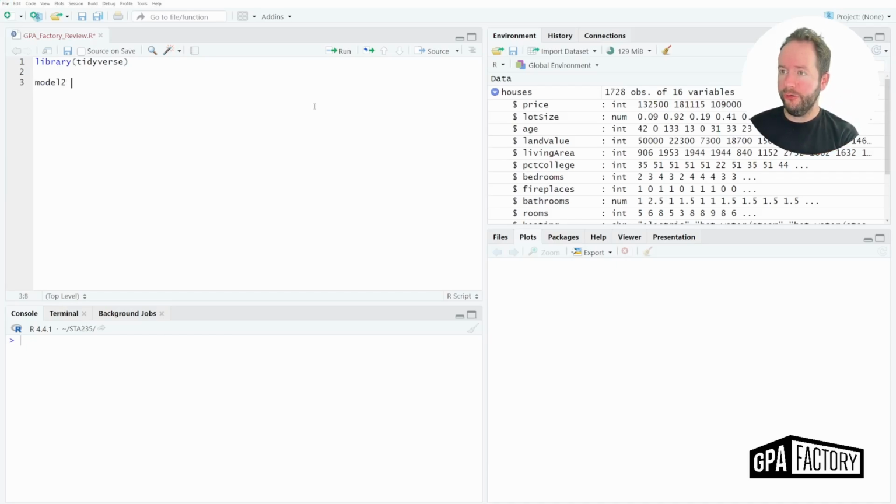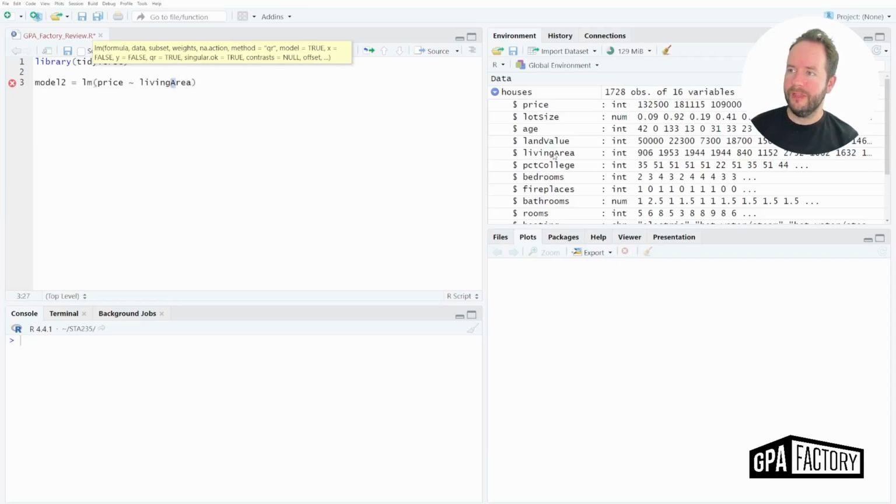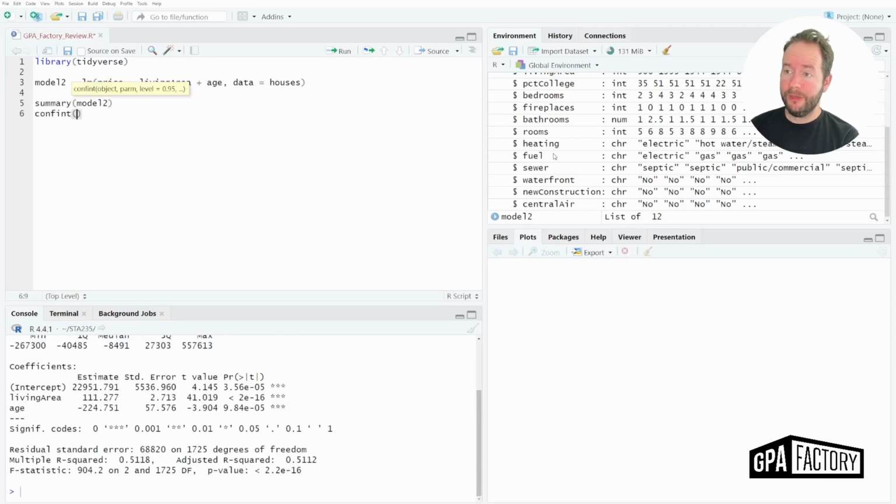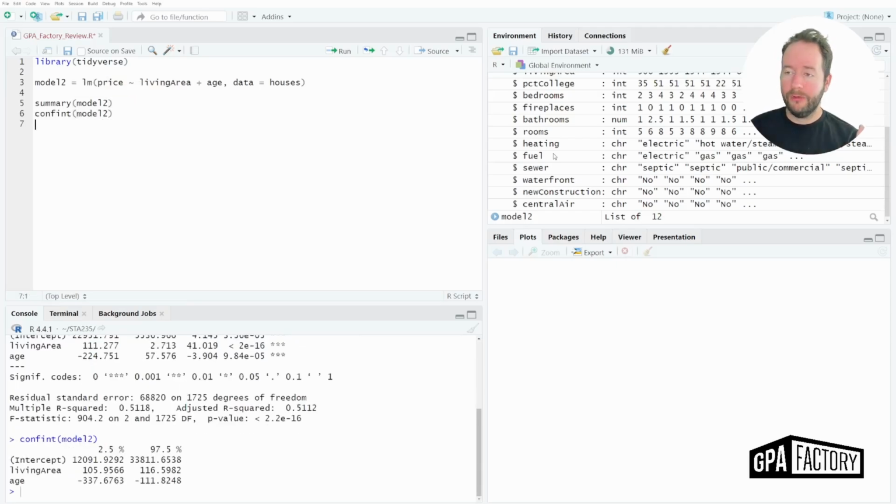So I'm going to say model2 equals lm, open parentheses. I'm predicting price, there it is over here, price from living area, which by the way is stylized with, take note here, a capital A, livingArea, capital A, and age. Make sure we cite our data set, data equals houses. And our model is now made. One of the first things I do when I make a model, just because I know I'm going to be answering some questions about it, is run summary of that model and confint of that model. Those are just the things that I almost automatically run whenever I make the model because I bet you're going to ask me about it.